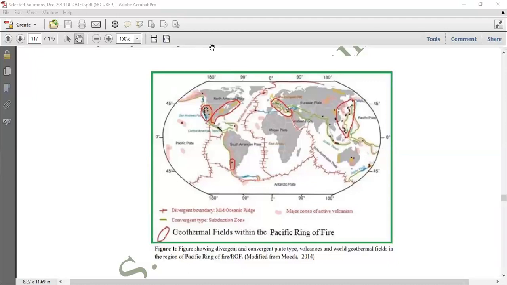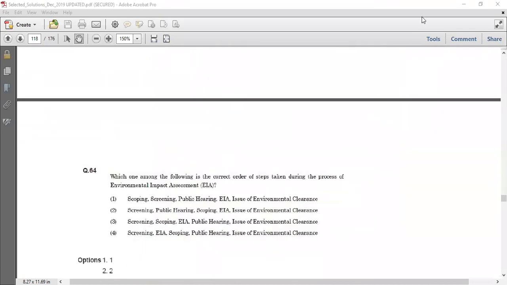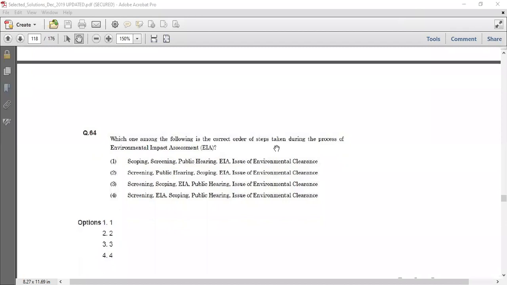Anyone, any doubt in question number 63? Any participant? So you can see there that they have shown how it is there. Yes, it is the same. Okay. Now let's move to question number 64.